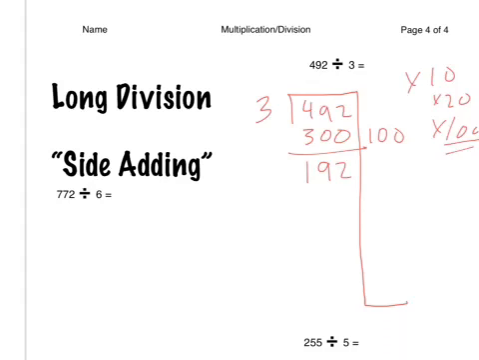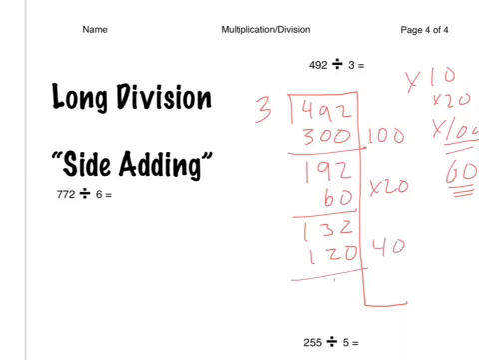So that works out. So now I'm going to take out a group of 60. So 60 is really 3 times 20, and then I'll end up with 132. Okay, so I'm working on this. How about I take out 120 this time? 120 should be 40 threes. And that leaves me with 12.